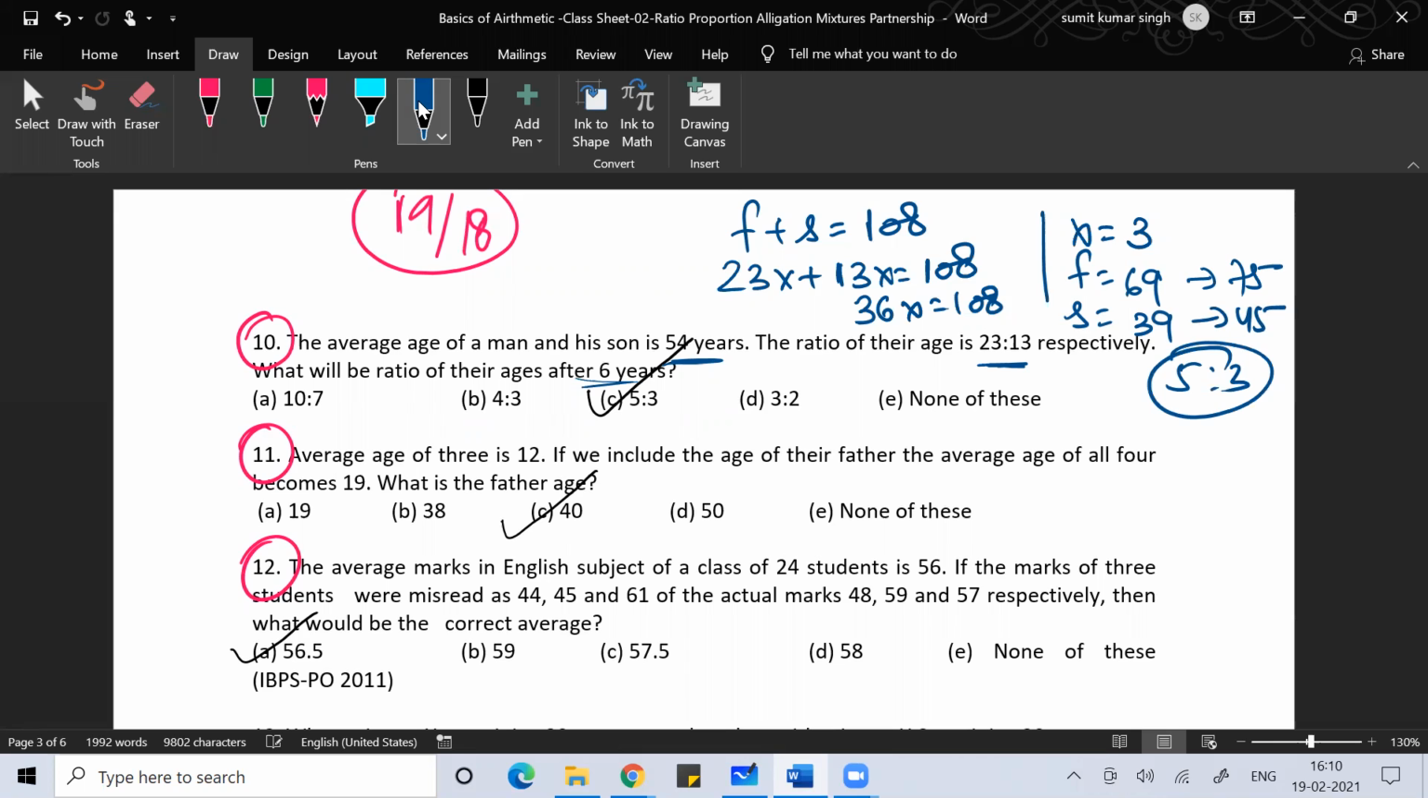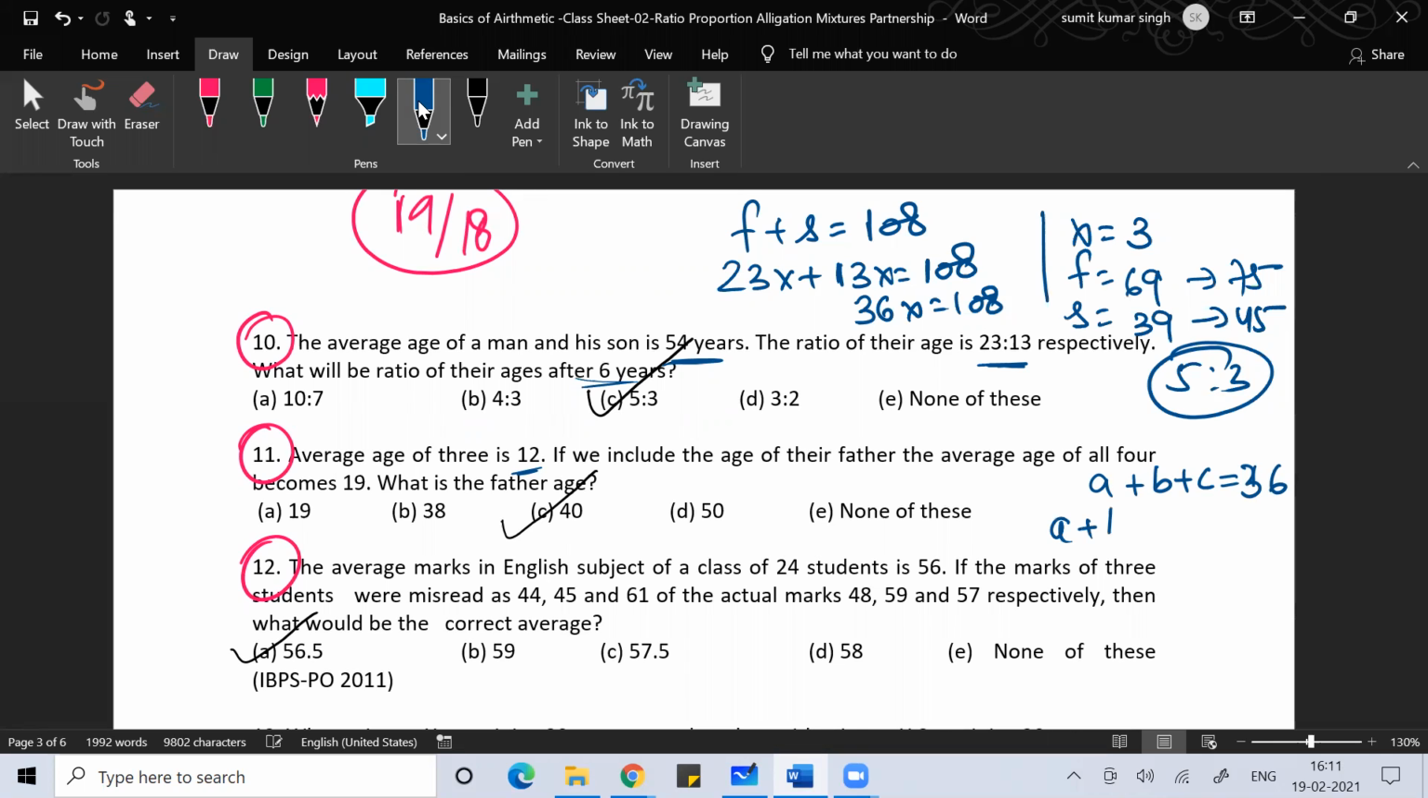Simple question. So then next question, question number 11. The average age of 3 is 12. Means, so you can say a plus b plus c divided by 3 is 12. So a plus b plus c is 12 threes are 36. Okay, if we include the age of their father, then the average age of all four becomes 19.